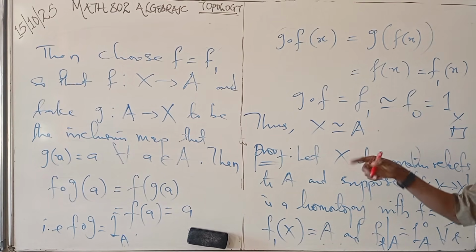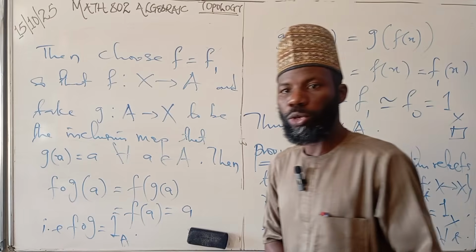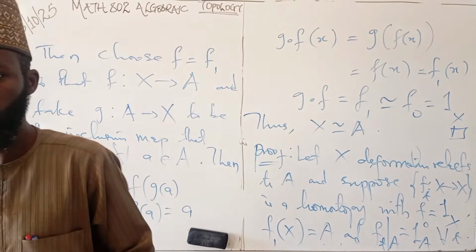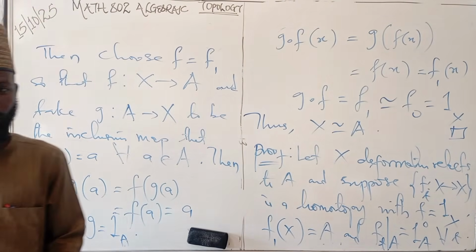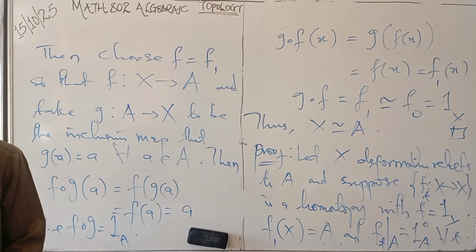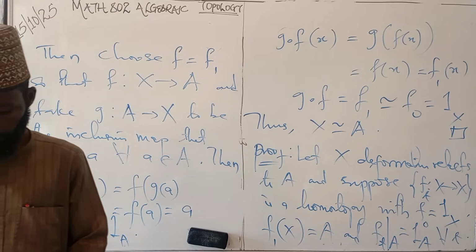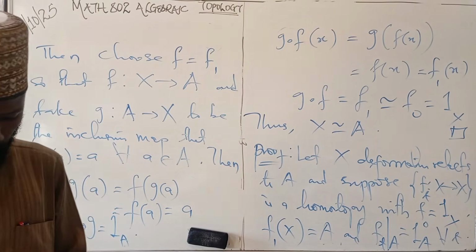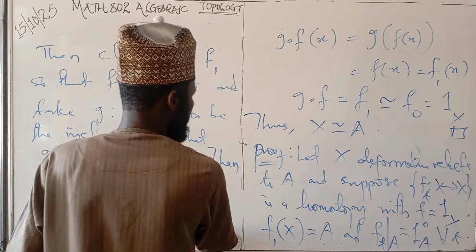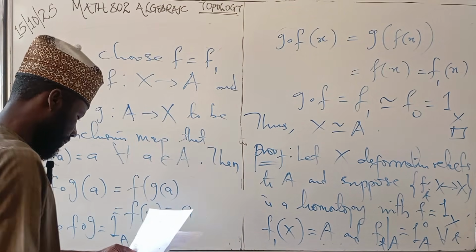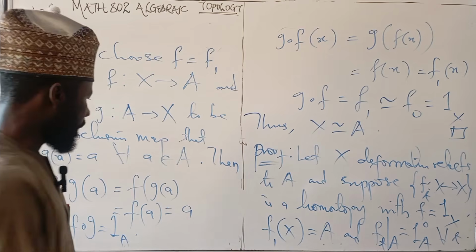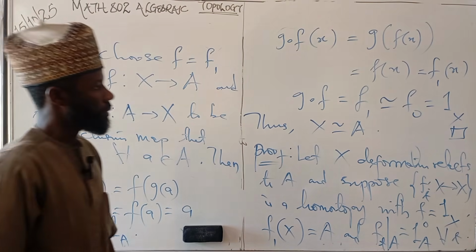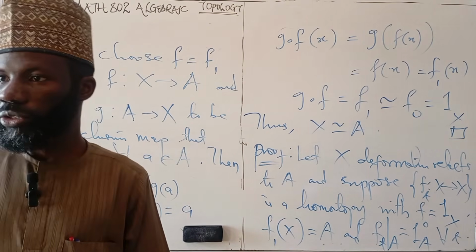And this whole relation of spaces being homotopy equivalent is also an equivalence relation. It's very easy to show. I hope that is okay. It's an equivalence relation. Yeah, so that is okay. I think we can stop here.